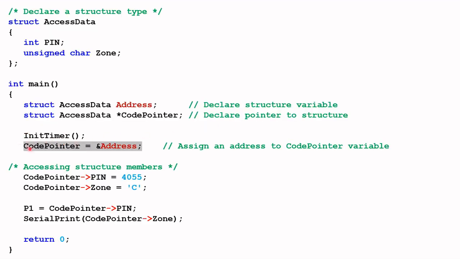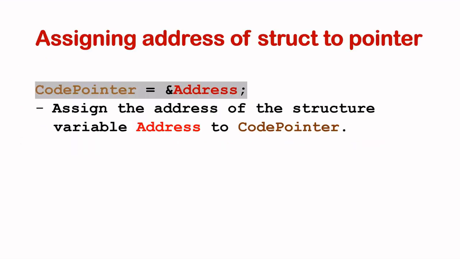I'll skip the other parts. Let's move on to this one first. Code pointer assign ampersand address. Basically this line of code assigns the address of the structure variable address to the code pointer. Notice, as I mentioned earlier, the ampersand sign indicating that this will be an address, a location of this variable called address. A little bit confusing, but I think you get the point.